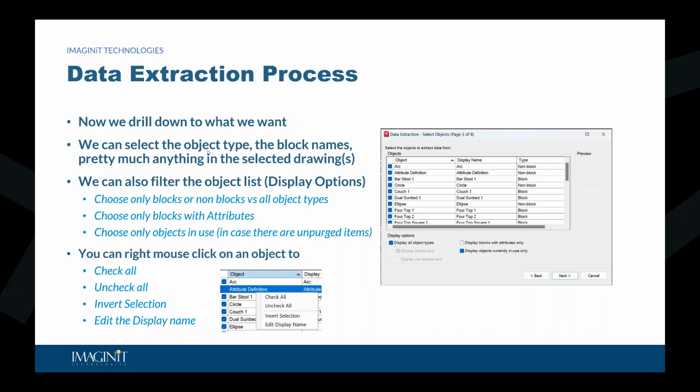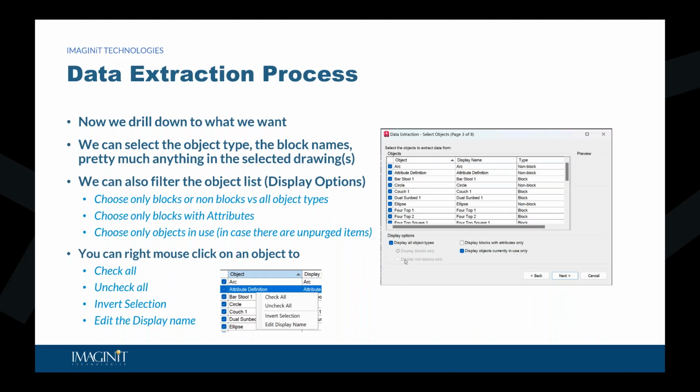When we get to page 3, this is where we drill down and find out what we want. We can select the object type, the block names, pretty much anything that's selected in the drawing. We can also filter the object list down at the bottom under the display options. So do we want to choose only blocks or non-blocks versus all object types? That's this one. So we can display all object types.